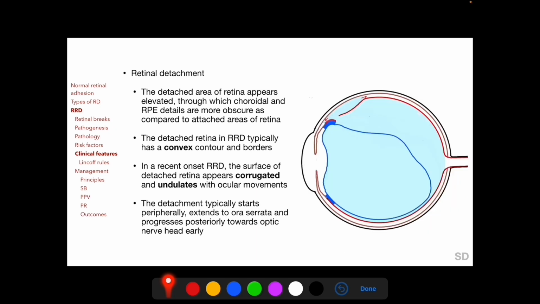The detachment in RRD typically starts peripherally at the site of the retinal break, extends anteriorly to the ora serrata, and progresses posteriorly towards the optic nerve early in the course of the disease. These properties of RRD are in contrast to those of traction RD, which we will discuss in the next session. Traction RD has a concave contour, a smooth surface, is immobile with an extent which has no relation with either the ora serrata or the optic nerve head.